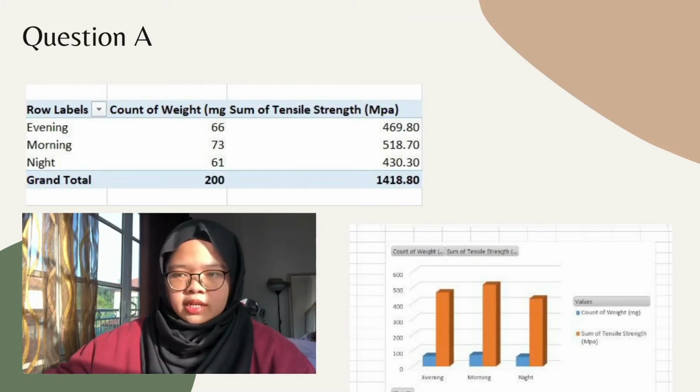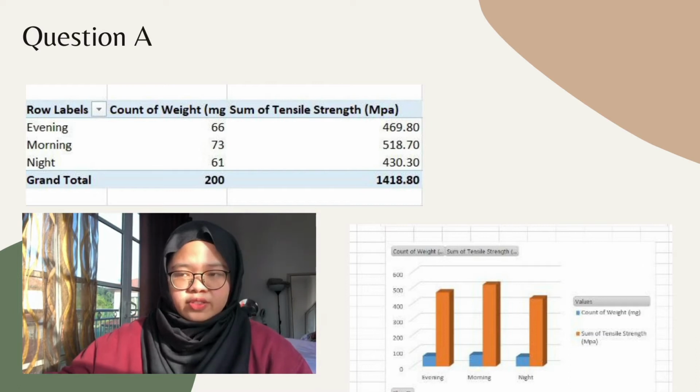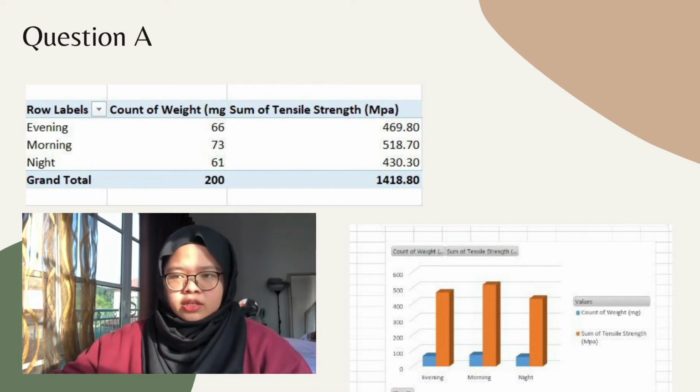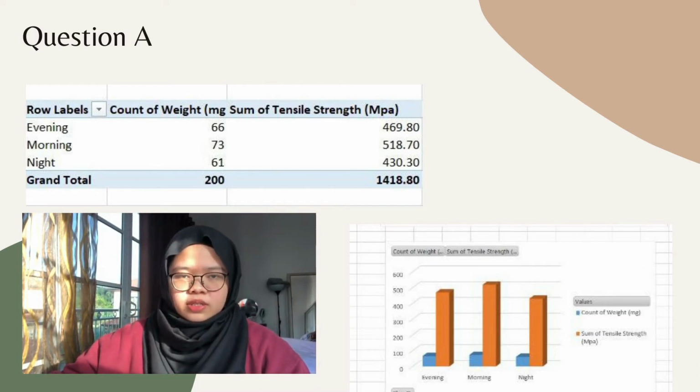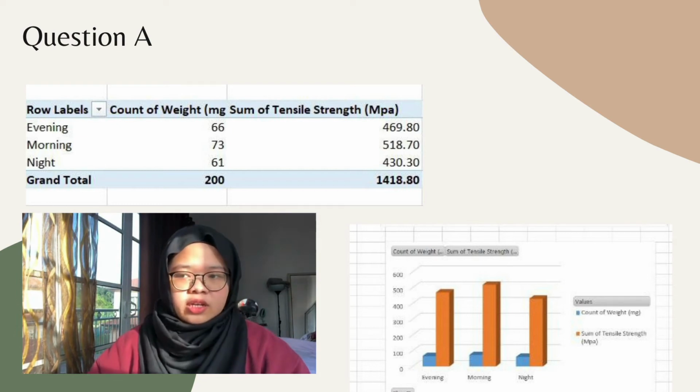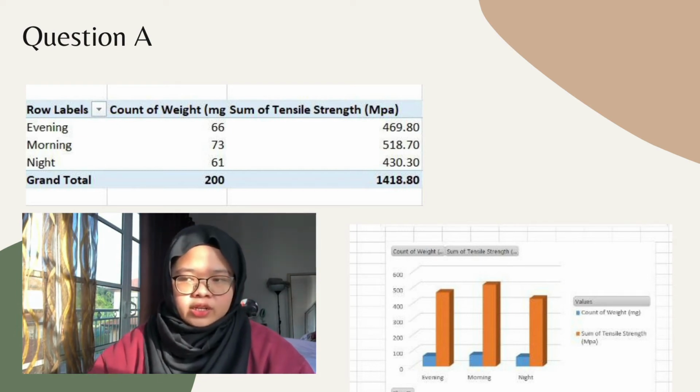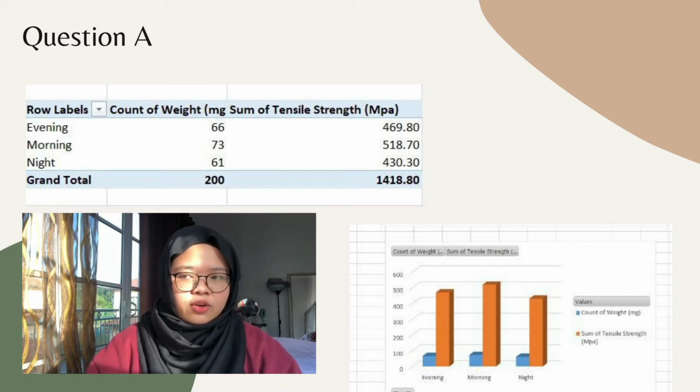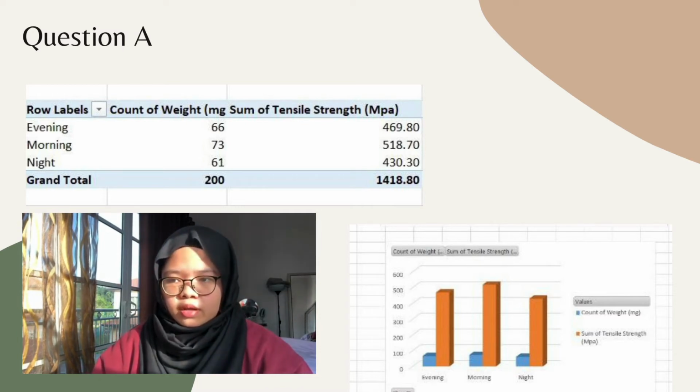For the next table, I have 3 variables. The row labels bring the meaning of shift, where we have 3 shifts, right? Evening, morning and night. And then I have a count of weight and a sum of tensile strength over here.